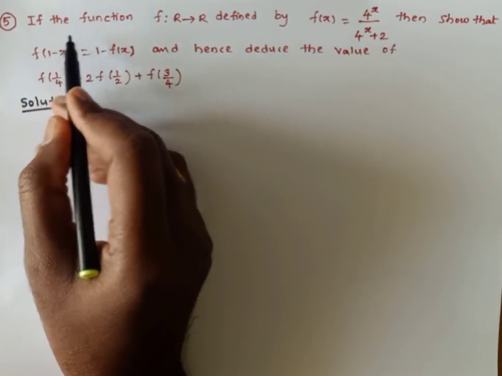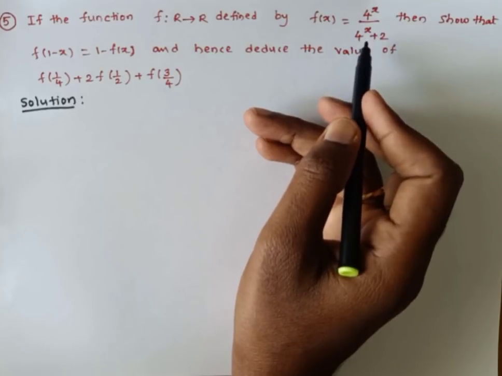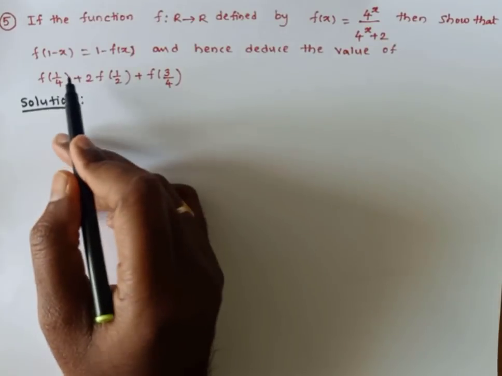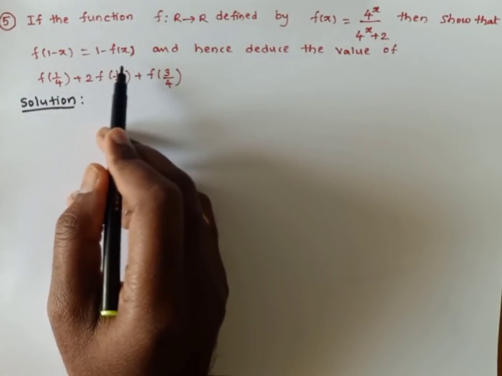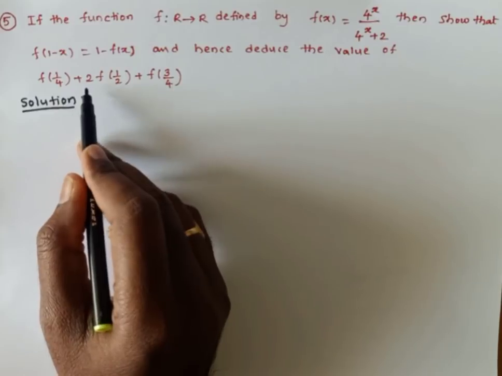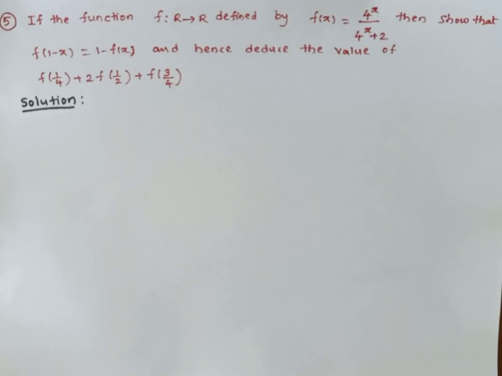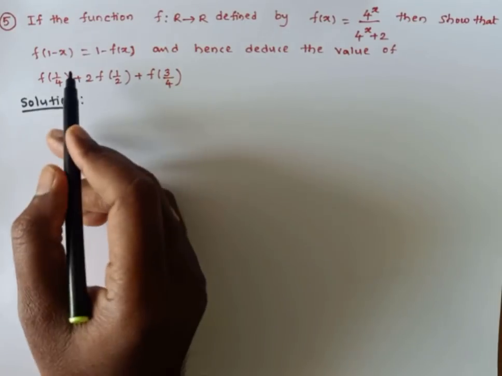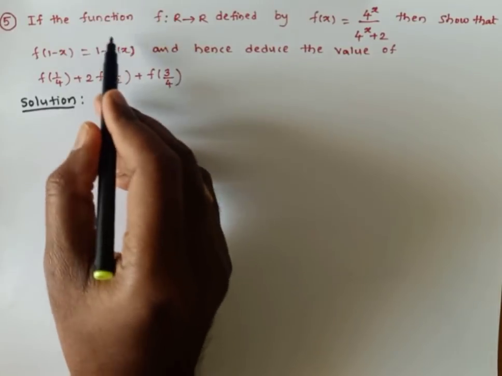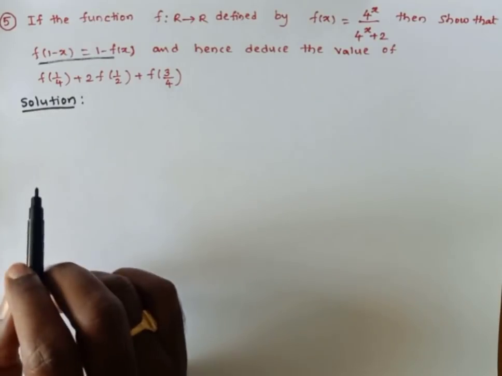Number 5. If the function f from R to R is defined by f of x is 4 to the power of x by 4 to the power of x plus 2, then show that f of 1 minus x is equal to 1 minus f of x, and hence deduce the value of f of 1 by 4 plus 2 into f of 1 by 2 plus f of 3 by 4. So after this proof, f of 1 minus x equal to 1 minus f of x, you need to deduce, meaning by using this relation only, you need to find the value of this expression.